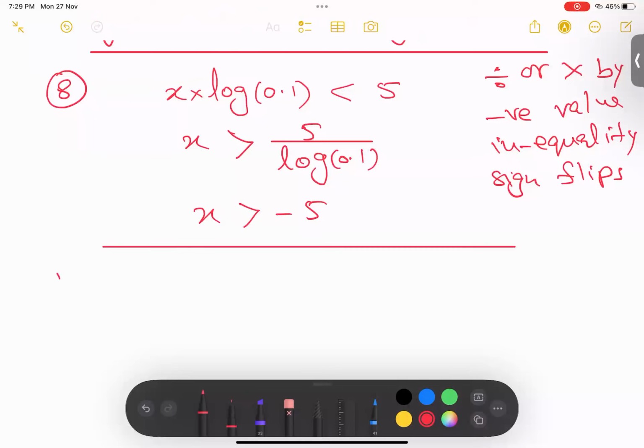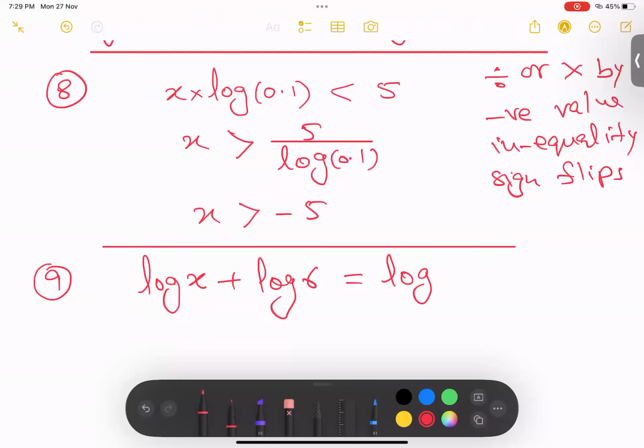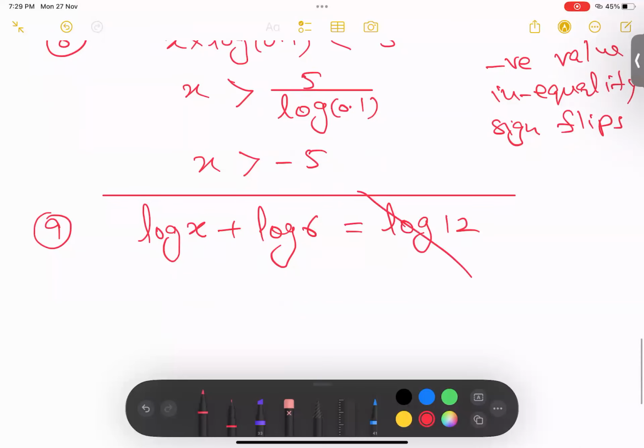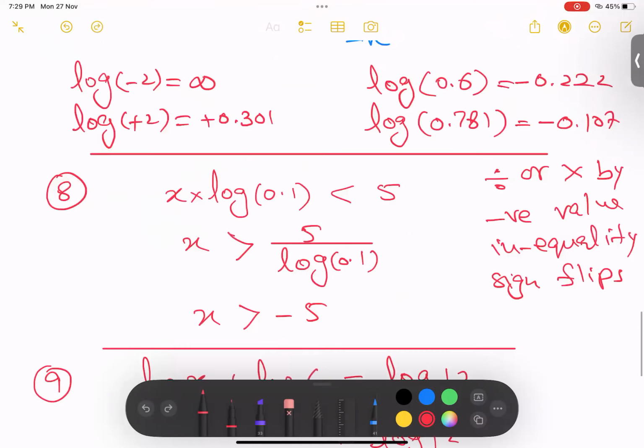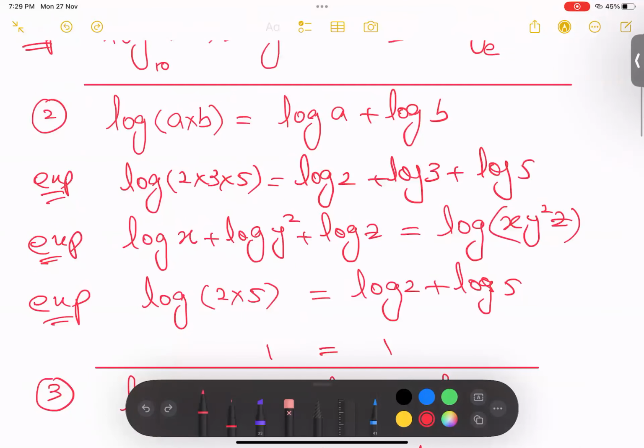And the last property I want to discuss with you is whenever we have two logs, like log of x plus log of 6 equals log of, let's say, 12. Some students try to cancel the logs like this. It is impossible. We can't cancel logs like this. Only one rule: whenever you want to cancel logarithms, we must have one log on the right side and one log on the left side. For example, what is this plus sign? You know property number 2 very well. Whenever plus comes in the middle, you can go from left to right.